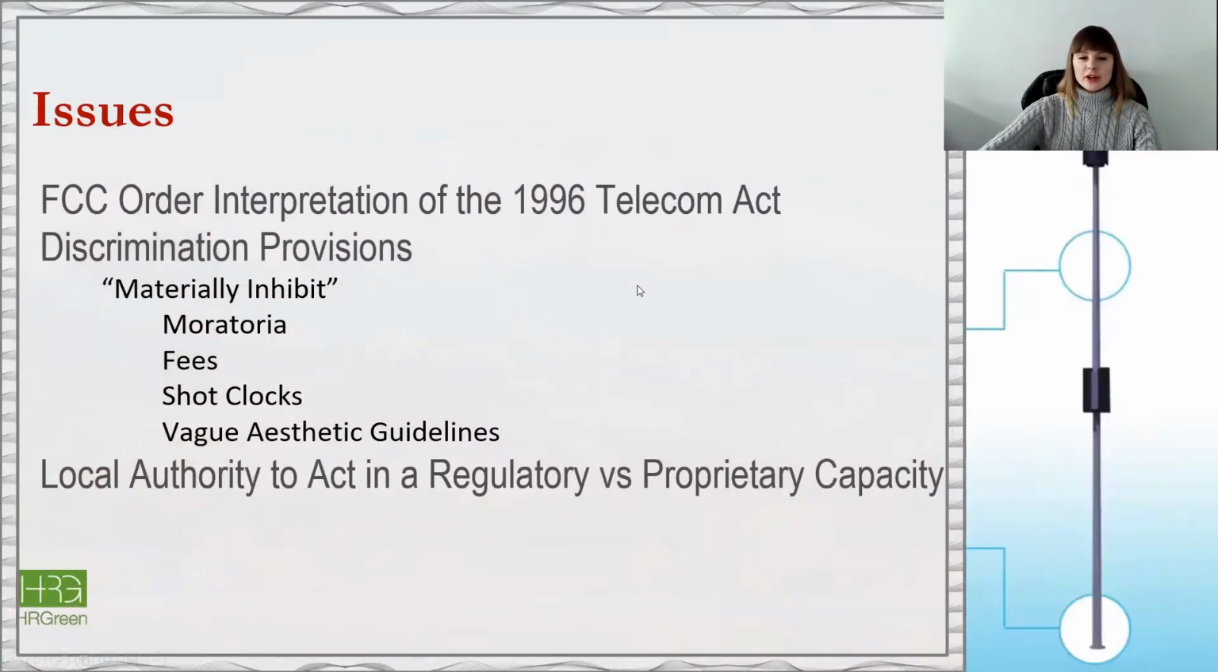The issues that were resolved with these court cases involved the interpretation that the FCC made of the Telecommunications Act of 1996, especially the discrimination provisions that are defined as prohibit or have the effect of prohibiting service. And the definition of materially inhibit can apply to moratoria, fees, shot clocks, and vague aesthetic guidelines.